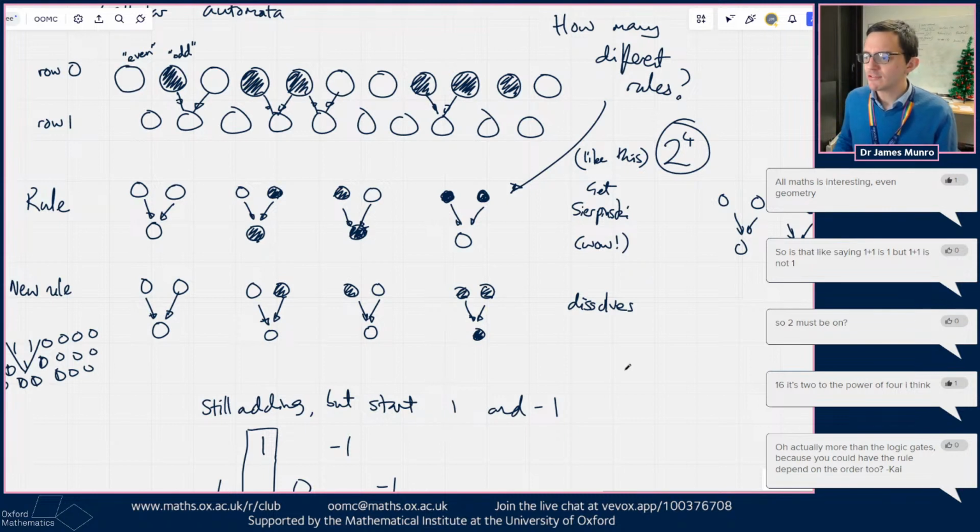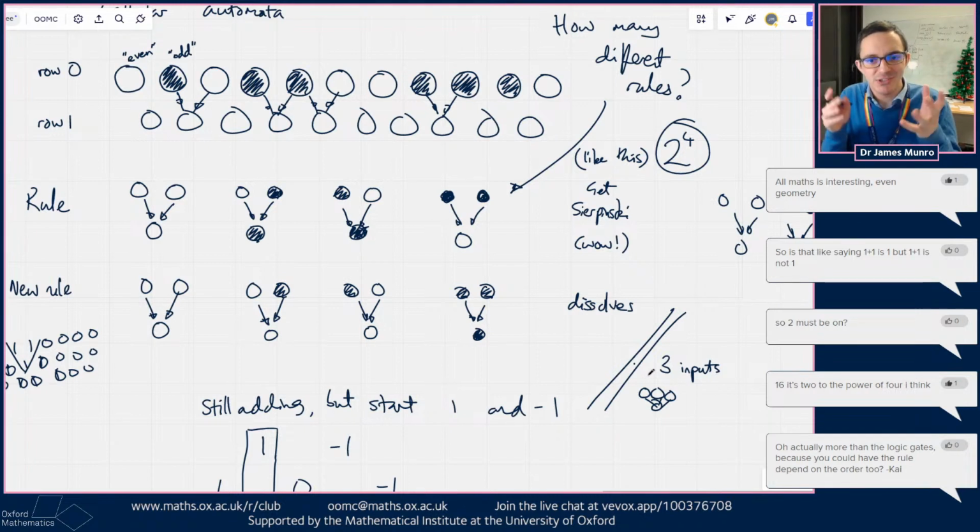If you are allowed to look at 3 inputs instead, a real big extension, maybe we're looking at all 3 things that are above, like on a square grid, the one that's directly above and the 2 that are next door. With 3 inputs the number goes up quite a lot, and there are now 2 to the 8 different possibilities for how that function might work, because there are 8 different inputs. 2 to the 8 is quite a bit bigger than 2 to the 4.